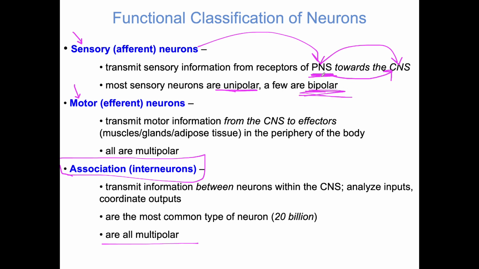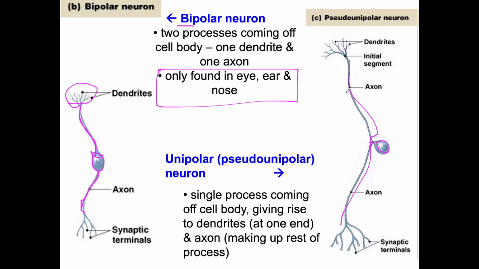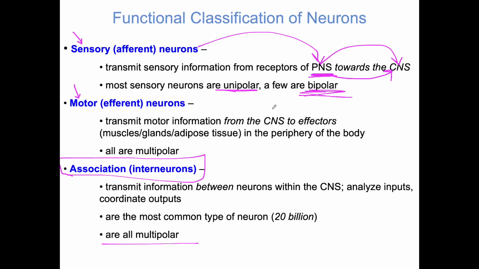Again, what did we say about bipolar neurons? They're only found in the special senses. So when you're sensing things from the eyes, the ears, places where you have specifically bipolar neurons, those guys are going to be your specialized afferent neuron that sends signals towards the CNS. Otherwise, everywhere else is unipolar.